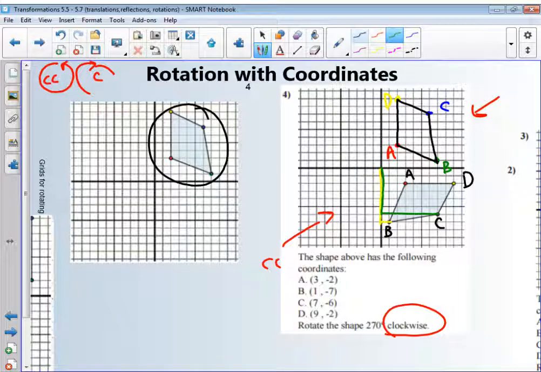So keep plugging away at this. The key thing on this is to just make sure that you're giving it your best try. A rotation is going to keep your shape the same shape. It's going to keep the same size. It's just going to rotate about or around a specific point. So on your worksheet, you're rotating around the origin.